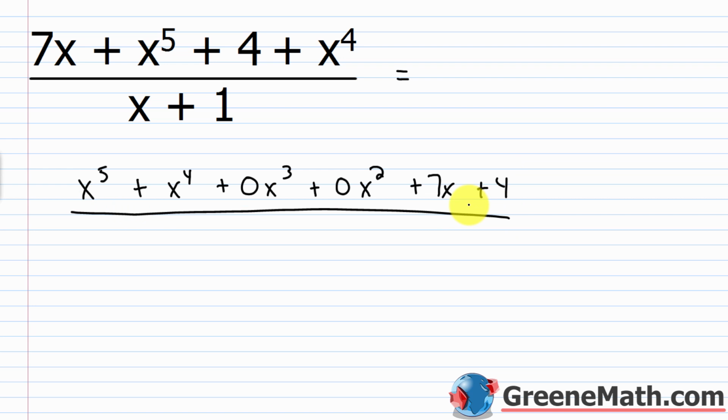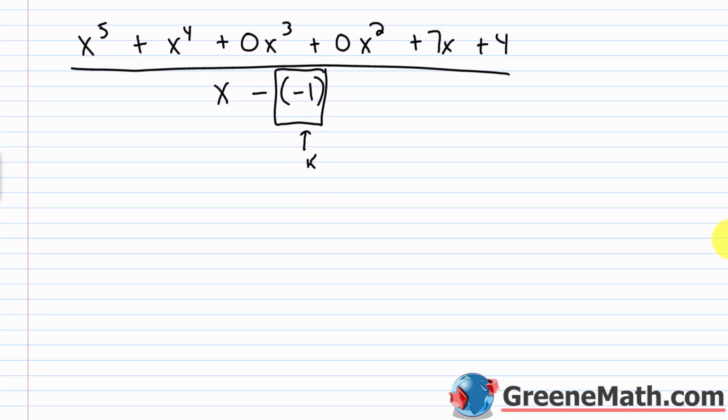And this is over x plus 1. Again, I want this in the format of x minus k, so I want this to be a minus. In order to do that, I do a little trick and I say x minus a negative 1. Minus a negative 1 is the same as plus 1. Okay? So now this is my value for k. That's what I'm going to use when I set up this synthetic division.